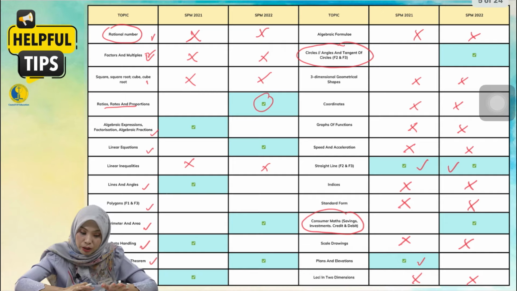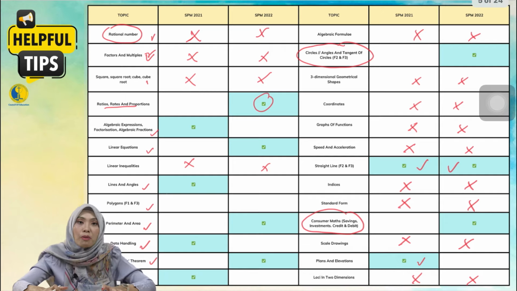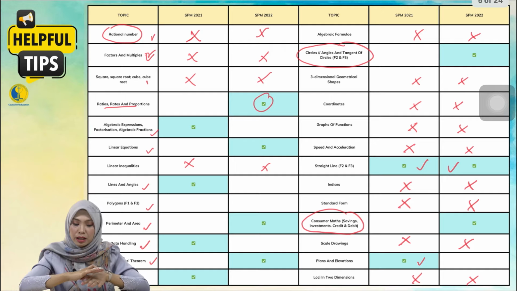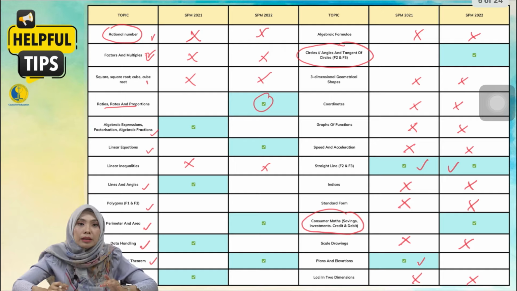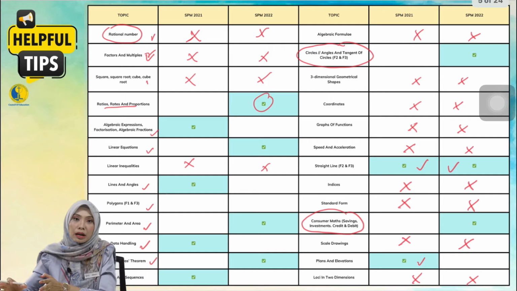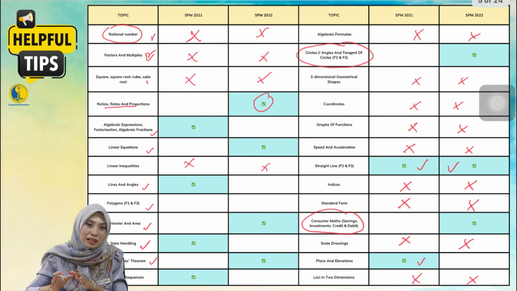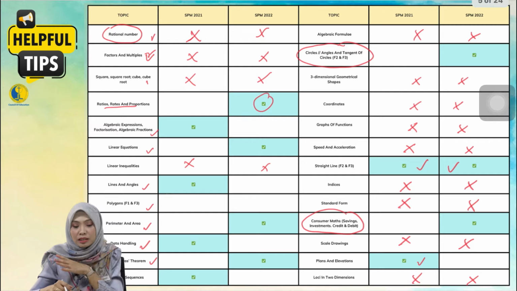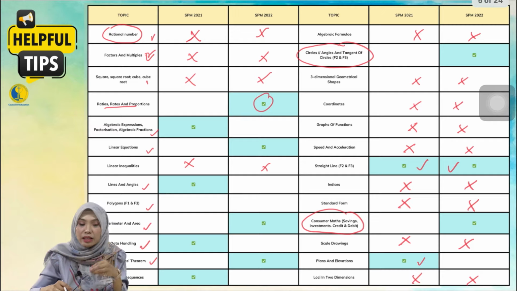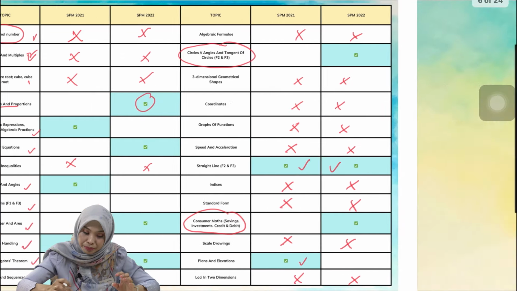If you look at Form 1 and Form 3, you will see the topics are distributed randomly, or scattered randomly, which means we don't have any particular pattern where only these chapters will come out and only that chapter will not be tested. No, it's just scattered, distributed randomly. It can be anything that comes out, right?